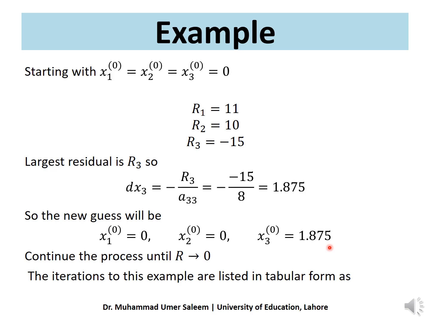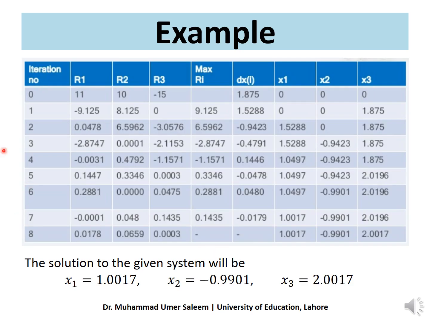So the iterations for this example are listed in tabular form. You can have a look. In the first iteration, your residues were what I showed you earlier: 11, 10, minus 15. The initial guess was 0, 0, 0. So this was the largest one. Divided by the diagonal entry, you will get this dx. So in the next iteration, the guess will be 0, 0, and this will be changed in x3. Since this was R3, the change in x3 makes it 1.875.